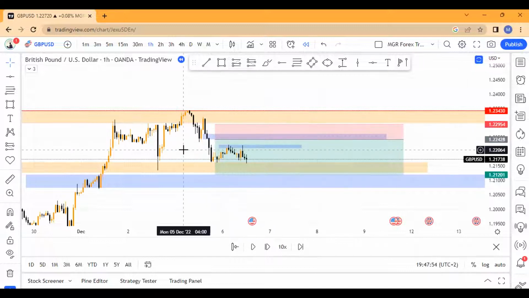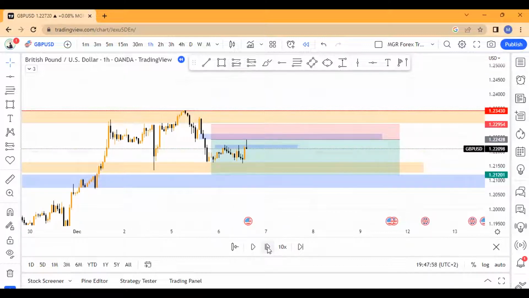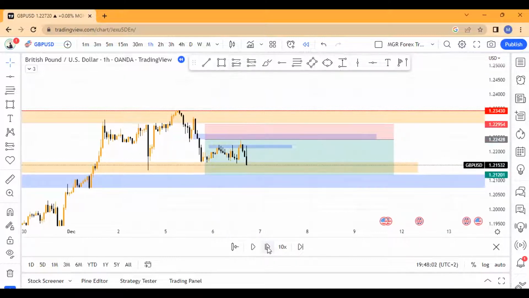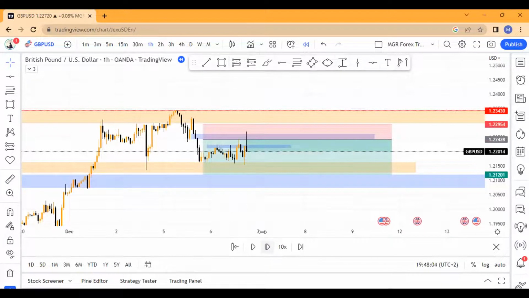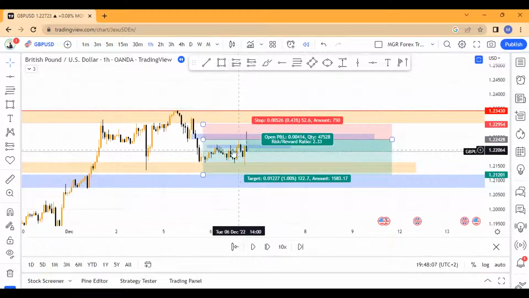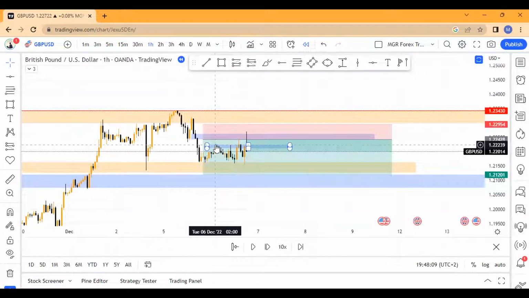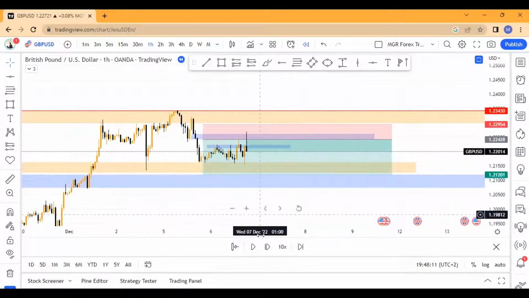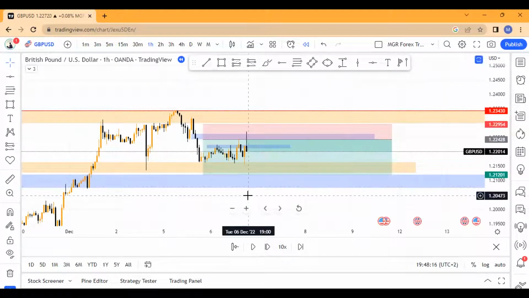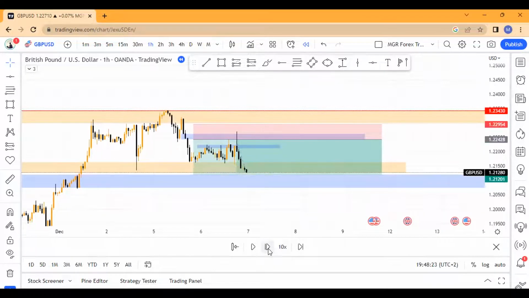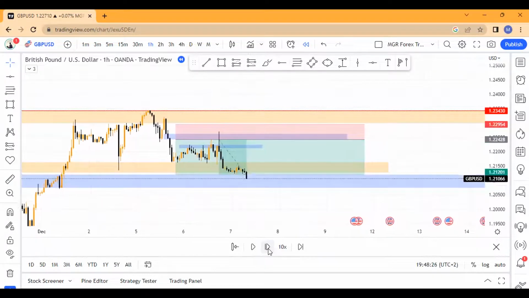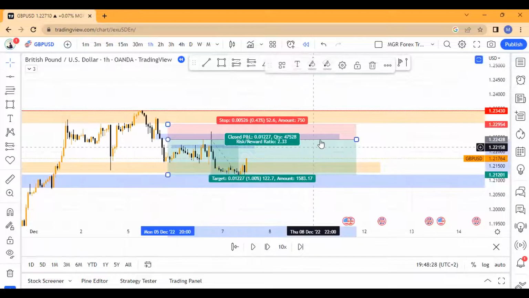Anywho, aside from that, this was quite a lovely trade. I didn't even need to go into my 50-minute time frame. Obviously, we smacked that level there, right nicely. And there we had that wick thrown up, and we still closed below, meaning we are now respecting this resistance that was created. And I was happy. I obviously put my stop loss in and put my take profit in. I was relaxing because I knew, look, we're bearish. And what a lovely take profit smash we had over there.